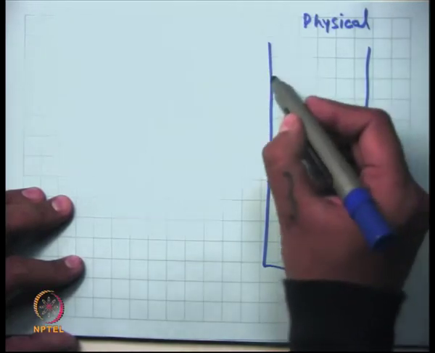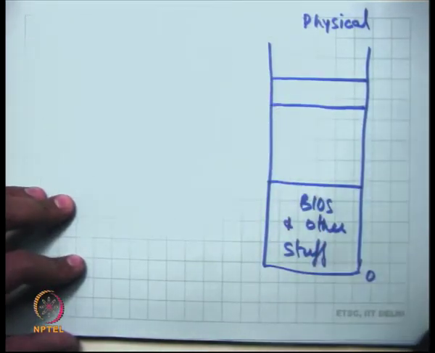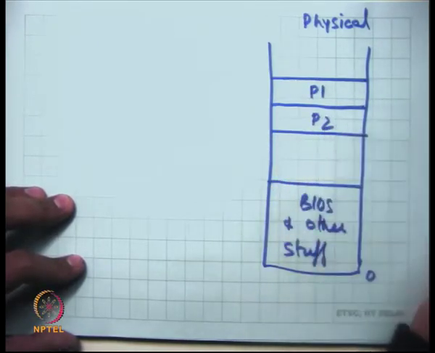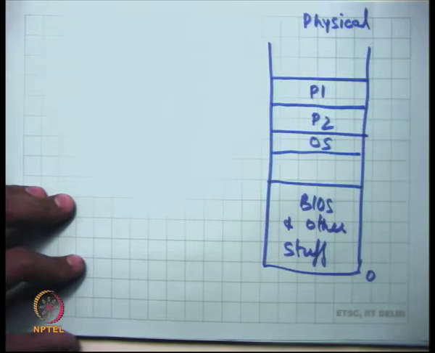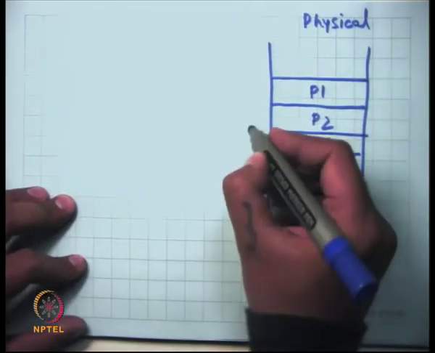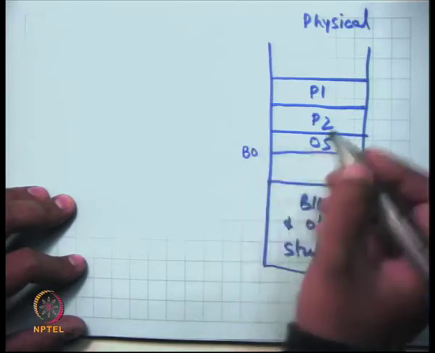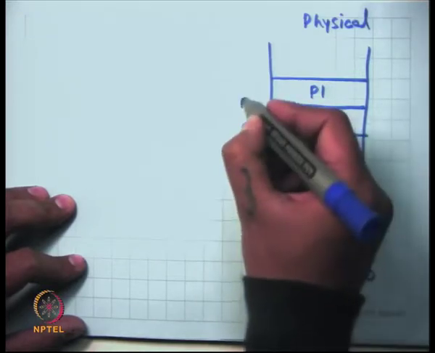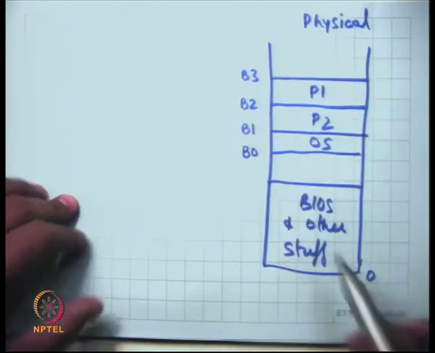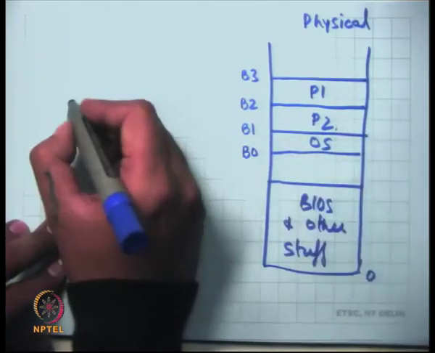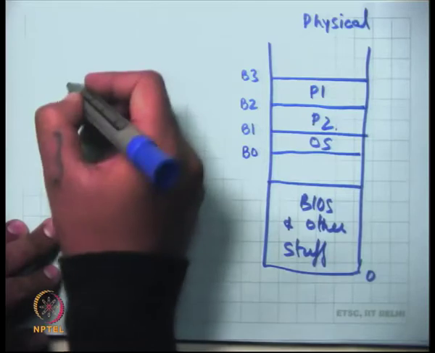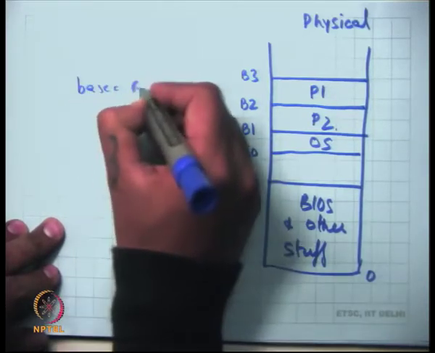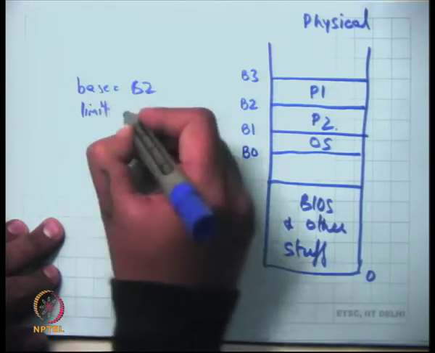So from here I say, okay, this region I want to give to process P1, this region I want to give to process P2, and this region I want to keep for myself. Let us say this was base B0, this was address B1, this was address B2, and this was address B3. Let us say I want to run process P1, so the segment register will be set up such that base will be equal to B2 and limit will be equal to B3 minus B2.